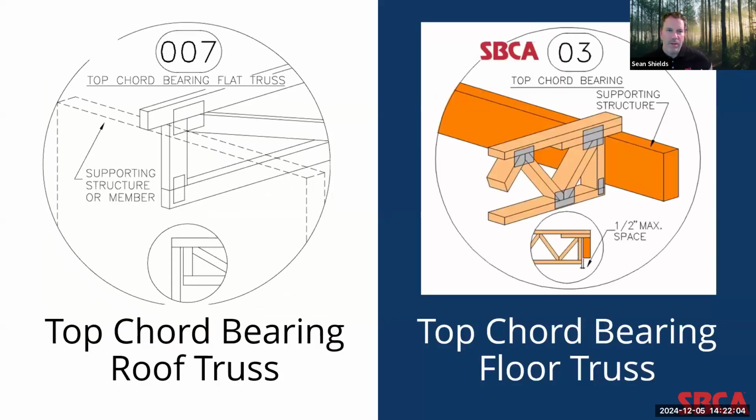Now, again, I want to point out that this looks very similar to a detail that we looked at in part 1 of the SBCA's construction details for CAD presentation. In that, if you look on the right, you'll see detail 3 for the top chord bearing floor truss, versus on the left, you see detail 7 with the top chord bearing roof truss. Again, the major difference here is that the flat truss has the wood oriented 2x4 along the stronger axis versus the floor with the 4x2 orientation.